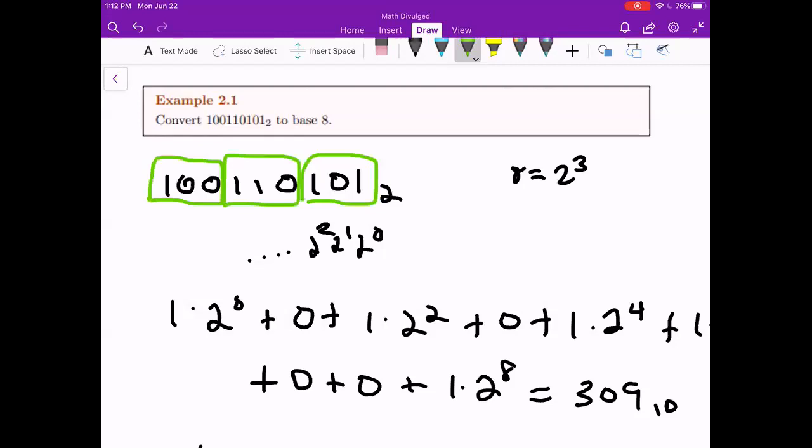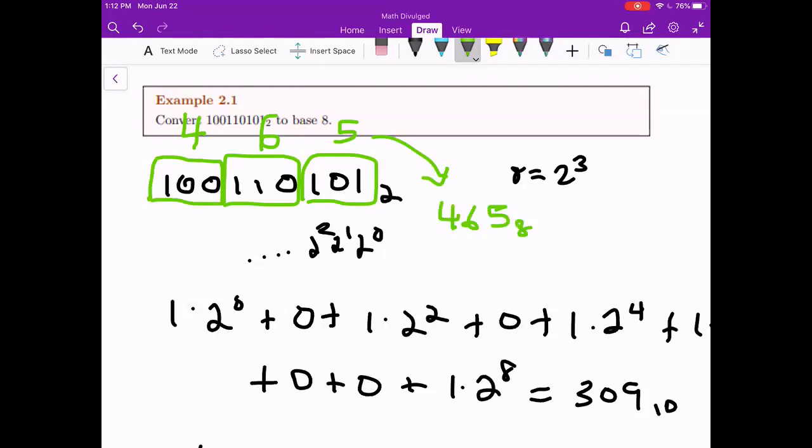Instead of converting this whole thing, we can just convert each of these chunks of numbers into base 8. So 101 is equal to 5 in base 8. 110 is equal to 6 in base 8. And 100 is equal to 4 in base 8. And these three numbers give us 465 base 8, just like what we got down below.